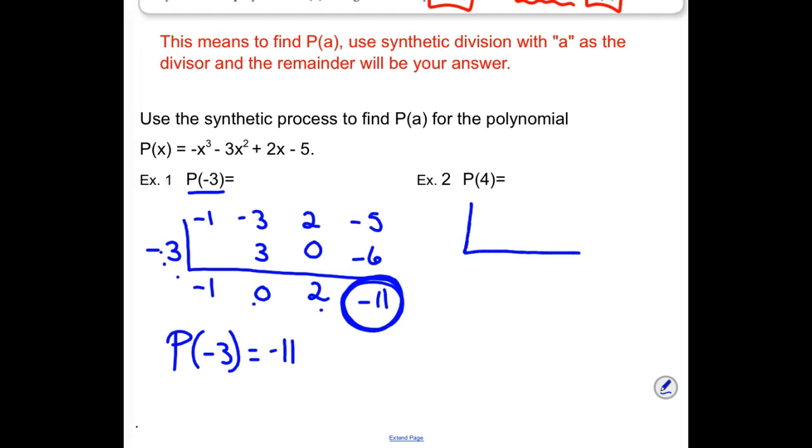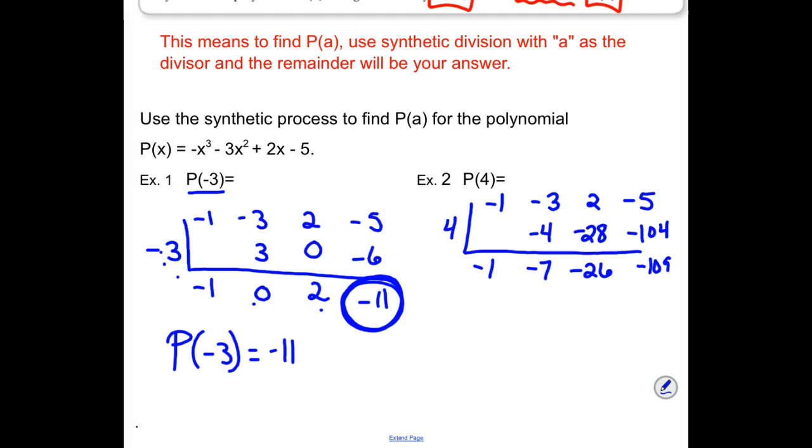This time we are evaluating for a 4. Same coefficients on top, negative 1, negative 3, 2, and negative 5. We bring down the negative 1, multiplying gets me negative 4. Adding that column, I have a negative 7. Multiplying is negative 28. Adding that column is negative 26. And 4 times negative 26 is negative 104. Adding, I get negative 109. So the value of the polynomial when x is 4 is negative 109. Again, I just want that remainder piece.